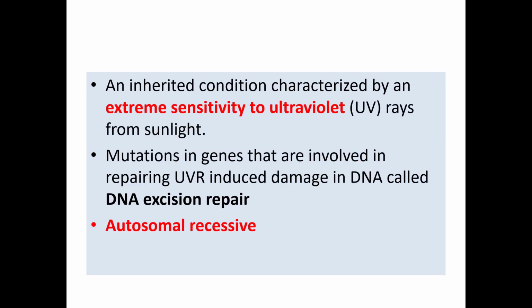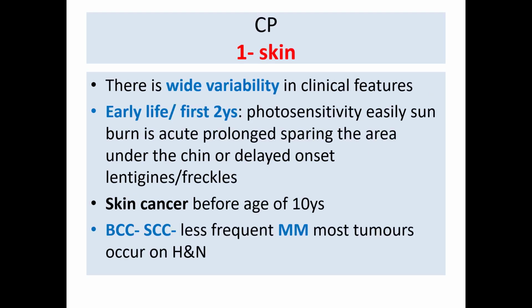Because we have checkpoints for our cell cycle that detect that there's a damage in the DNA, therefore they stop the cell cycle, repair the DNA damage, and then allow the cells to divide again. This is the problem in patients with xeroderma pigmentosum. They have defective DNA repair. After the ultraviolet rays induce damage in the DNA, they cannot repair their DNA due to defective DNA repair enzyme, defective DNA endonuclease. Now, this is an autosomal recessive disorder.